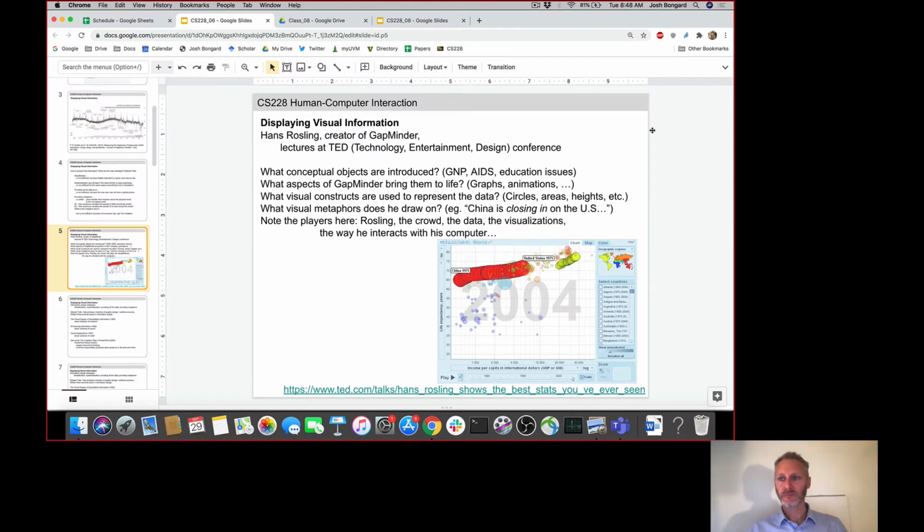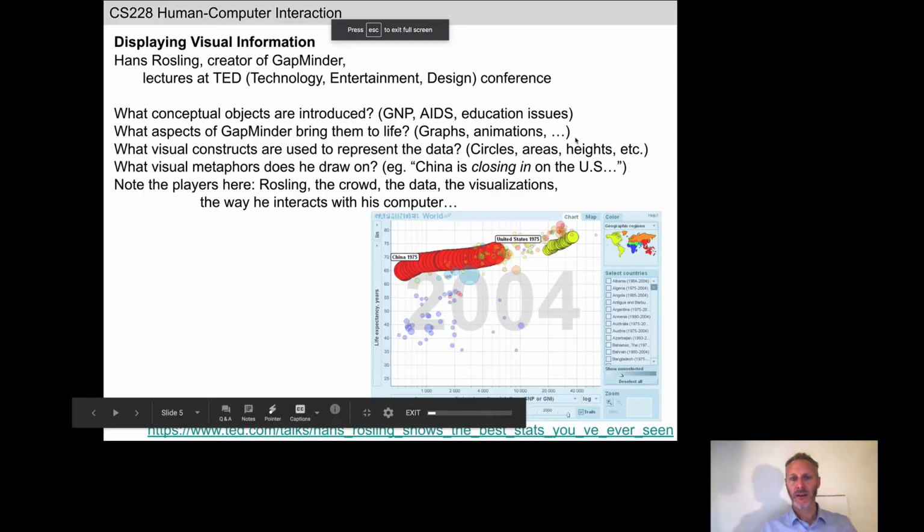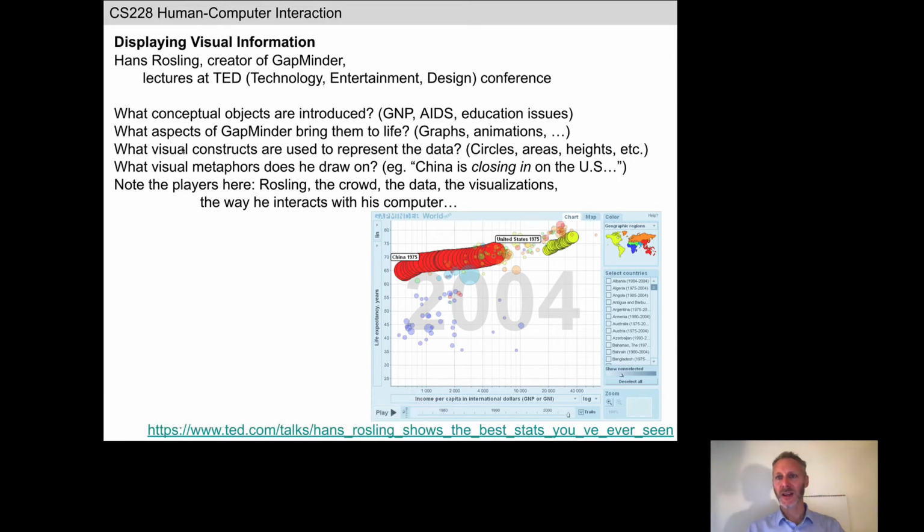Okay, so what were some of the visual metaphors that Rosling talked about in his presentation, and what were some of the visual constructs and abstract concepts that he was bringing together in those metaphors? If it's easier to unmute yourself and just speak, that's fine too, or type things into chat. Either is fine.